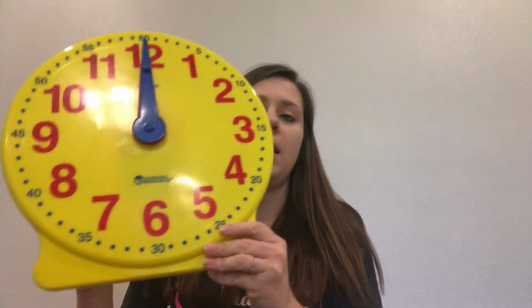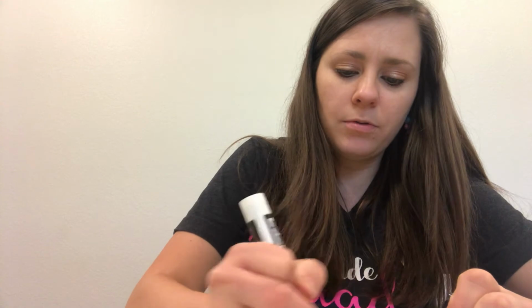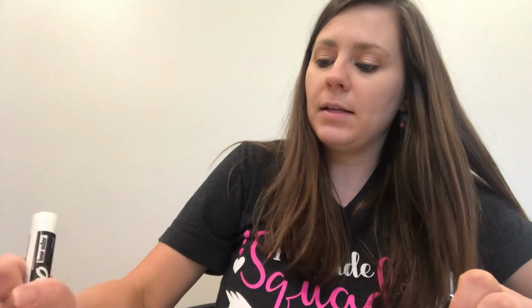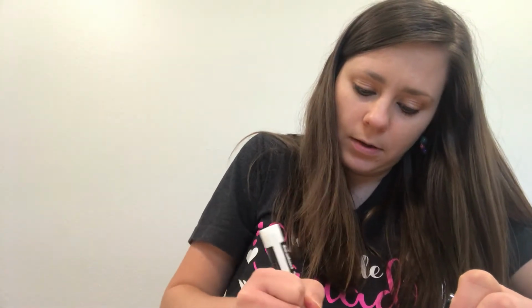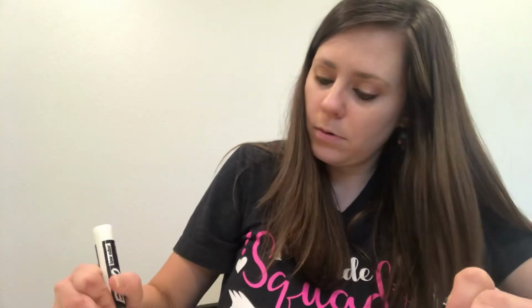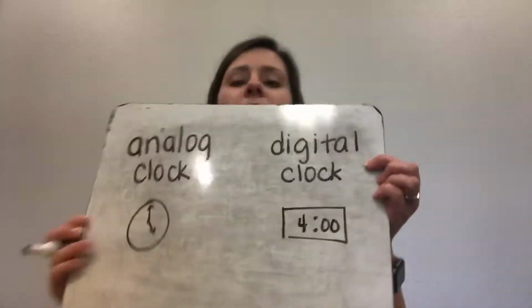But this has a certain name. This type of clock is called an analog clock. Let me, on my whiteboard here, write the names of the different clocks for you. Because there's the analog clock and then there's also a digital clock. Alright, so we have two different kinds of clocks.